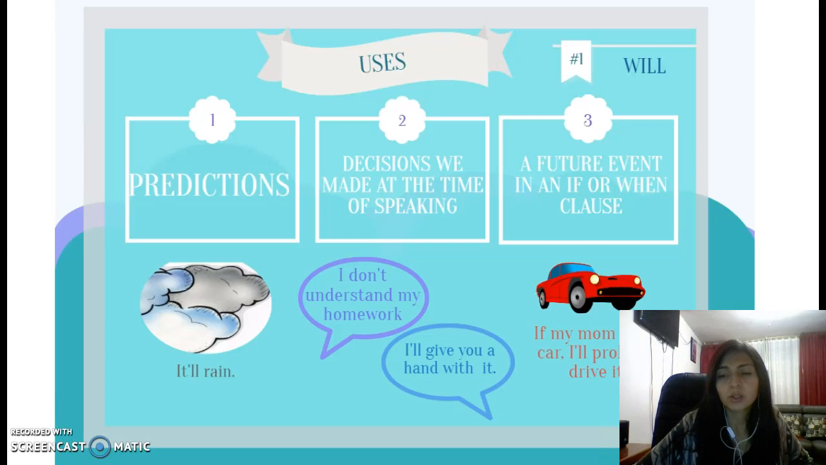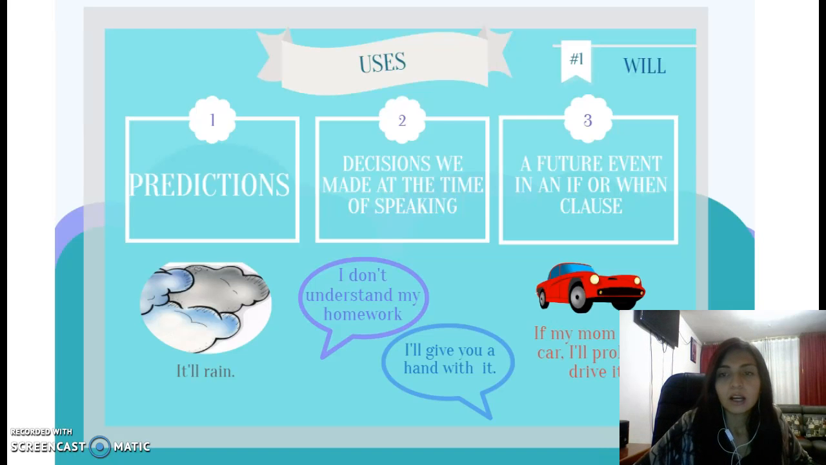For example, you are talking with a friend and she or he tells you, I don't understand my homework, so you can say, I'll give you a hand with it. It's a decision that you make at the time that you are having a conversation with that person.